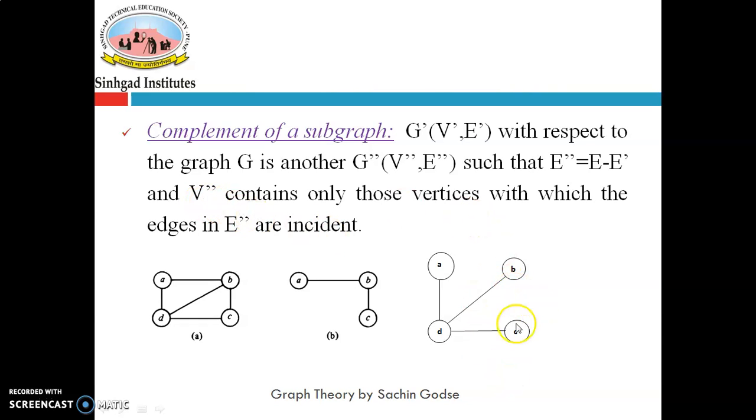the vertex set of the complement of the subgraph contains all the vertices with which the edges in E double dash are incident. So these edges are incident on A, B, C, D. That's why these vertices will be taken in the V double dash set. So this is the complement of the given subgraph.